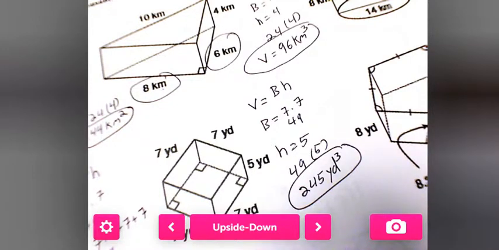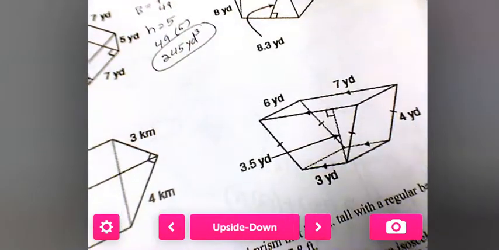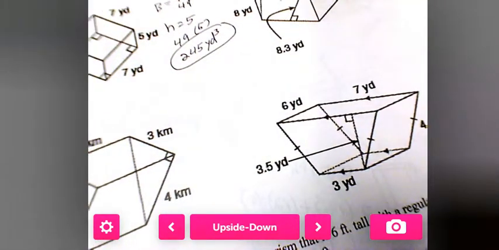Let's go down to the trapezoidal prism. That'll be our last one we'll do, but we'll find the surface area and volume of it, okay? All right. So we've got a trapezoidal prism. What do you guys want to find first, surface area or volume? Okay, let's find the surface area.